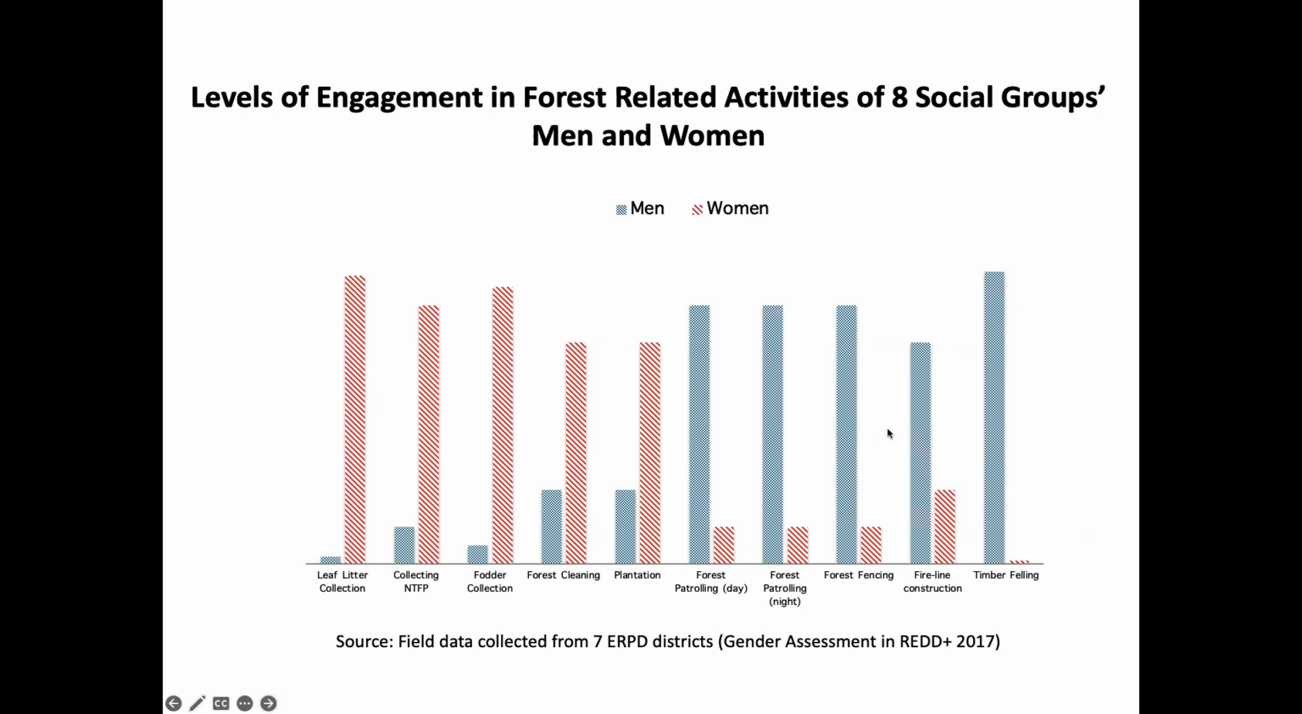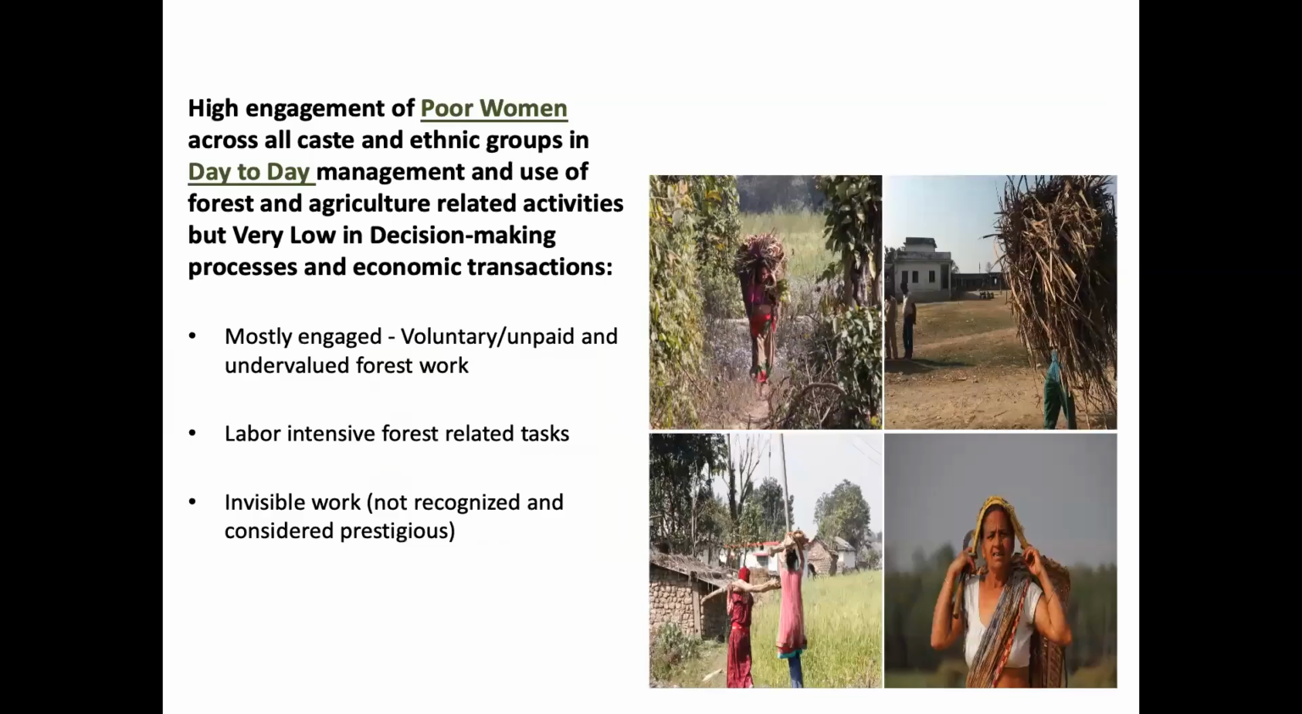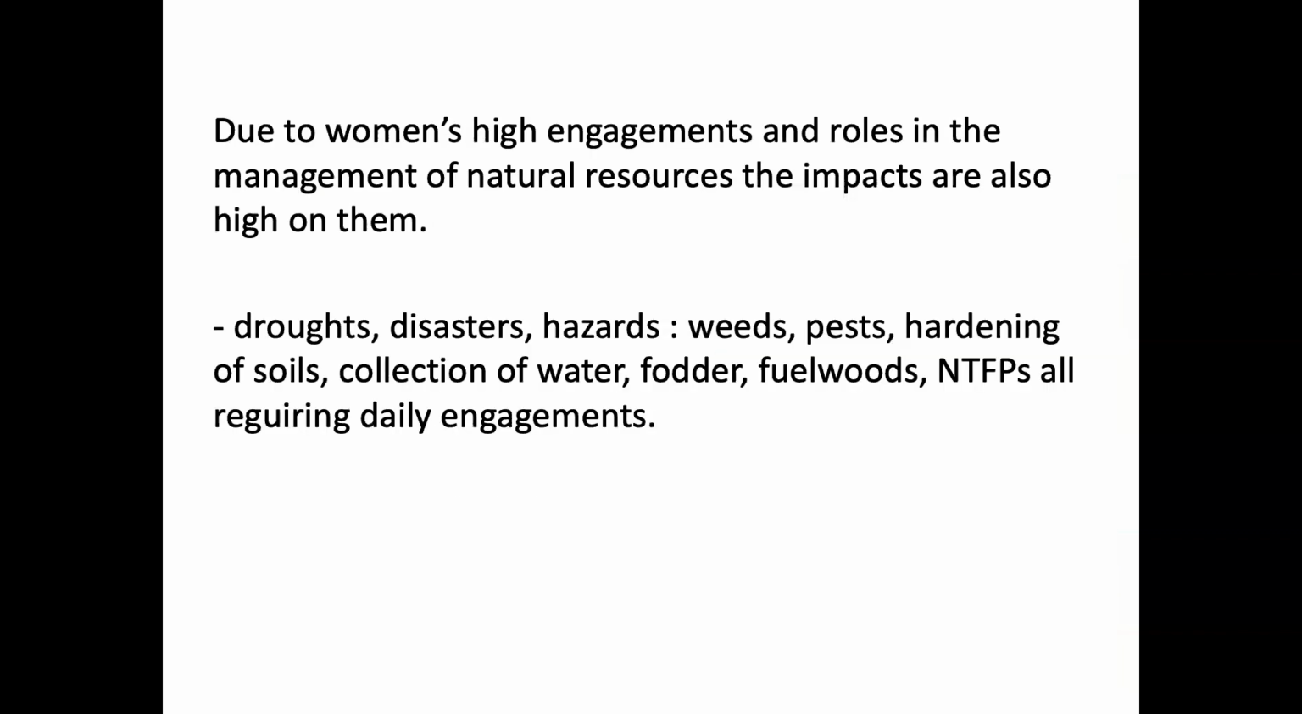So here also what I'm trying to show is that the day-to-day engagement, that's where you have to focus, is mostly women. And this is across mostly all caste and ethnicity, but mostly people in rural areas, and even among rural areas, the ones who are poorer and living closer to the forest areas. So these graphs show that women are mostly engaged in voluntary, unpaid, and undervalued forest work, which is mostly labor intensive and mostly invisible work, okay?